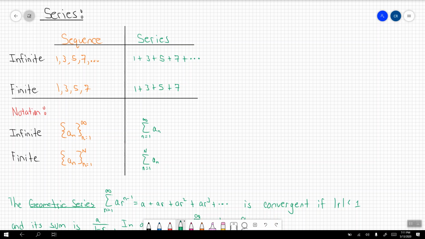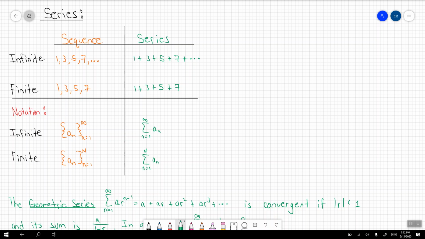Now, the notation. The notation, as we discussed in the previous section, infinite notation looks like this, finite notation looks like this. Again, infinite, we go all the way to infinity, or we approach infinity, and finite, meaning that we stop at some value. Typically, I denote it as capital N.